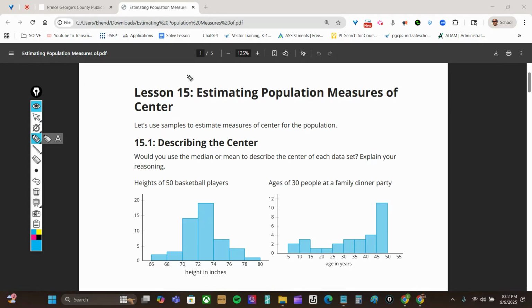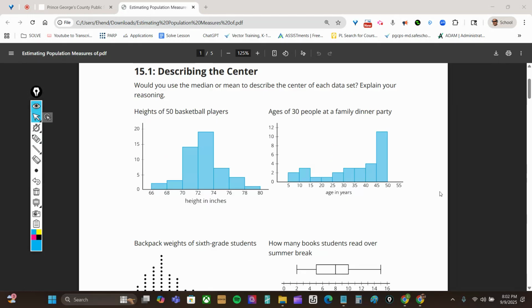Today's lesson is estimating population measures of center. First, let us use samples to estimate measures of center for the population. Would you use the median or mean to describe the center of each data set? Explain your reasoning. All right, so go ahead and work on that, and then discuss it with your partners, and then we'll come back and take a look.